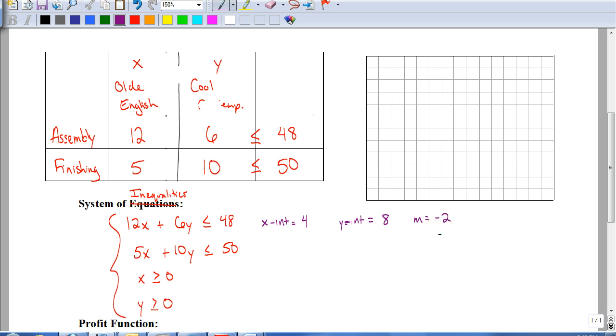So I'm going to start with my y-intercept being 8. 1, 2, 3, 4, 5, 6, 7, 8. My slope is negative 2, so I'm going to go down 2 over 1, down 2 over 1, down 2 over 1, down 2 over 1. Sure enough, our x-intercept is 4 where it's supposed to be.